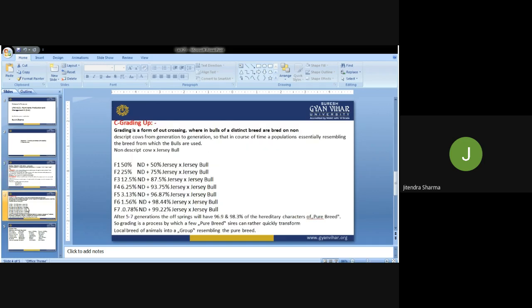Now a very important aspect of breeding is breeding up. This is the system where we upgrade, we control, we improve the non-descript breed, and we convert that breed into a descript breed. So here we are crossing the breeds up to the 6th-7th generation, and we have almost 100% pure breed in front of us. In F1 we have 50%, then 25%, using the same breed male in the 3rd, 4th, 5th generation, or like that. Ultimately by the 5th to 7th generation, we have more than 75% or 80% blood of the breed which we have used for grading up or upgrading the breed. That way it is a process of upgrading non-descript animals.